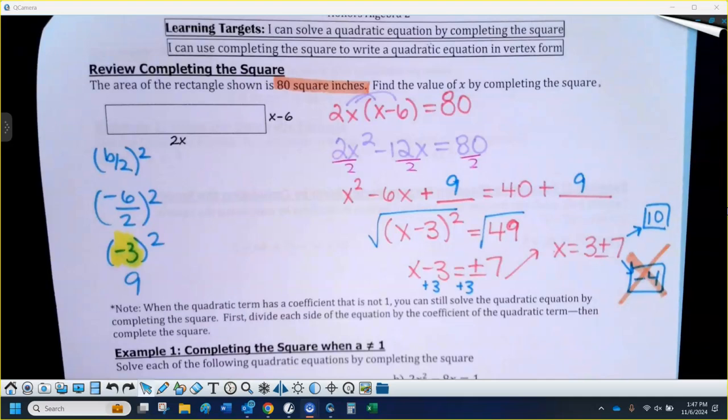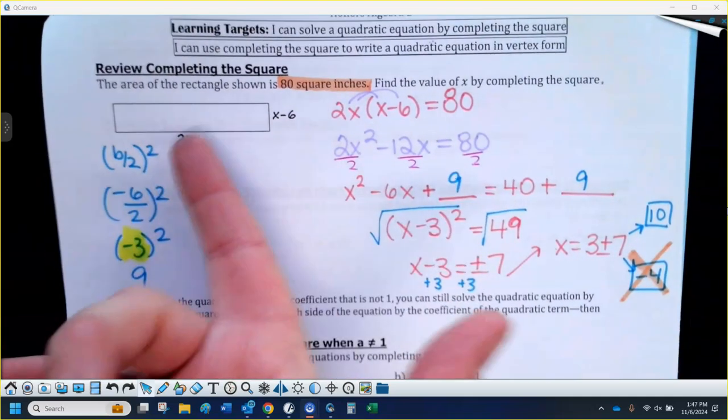I don't want to always tell you to exclude a negative number because it depends on what the expression is that's in the picture.